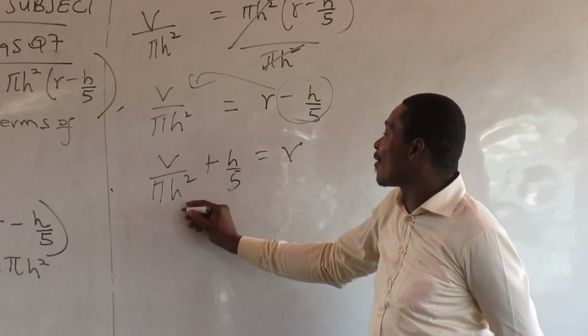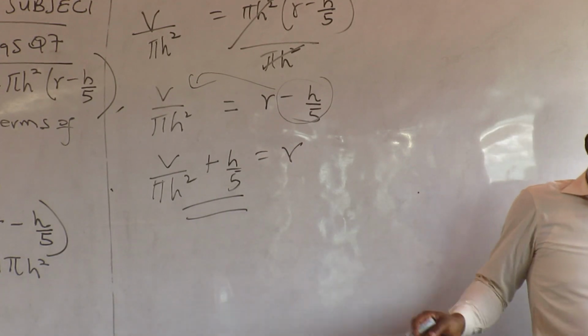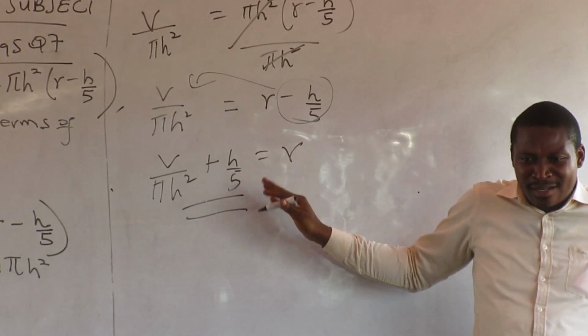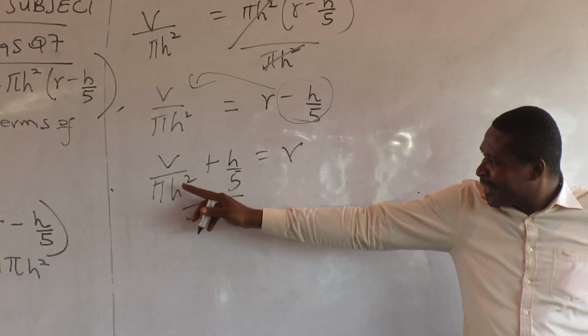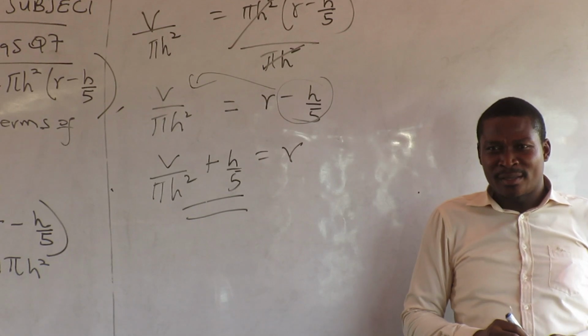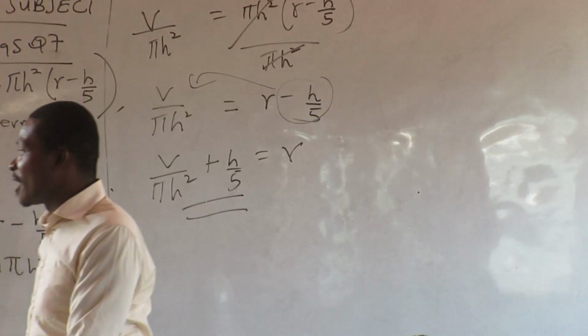What matters is that r is alone. That's what matters. Once r is alone, I'm done. I don't care about what's going on here. They asked me to make r something, right? That's what matters. Why do I care about whether it is V or pi? No, that's not my business. Are you okay? So that is it. So the approaches are many. Look for the easy way out.